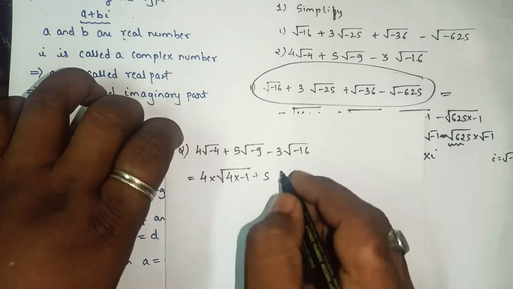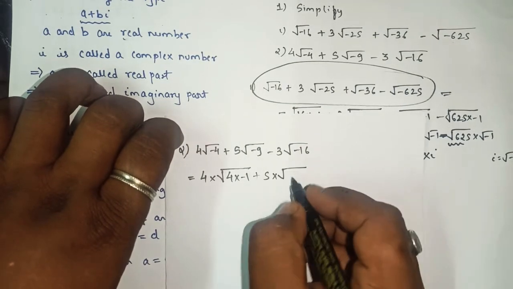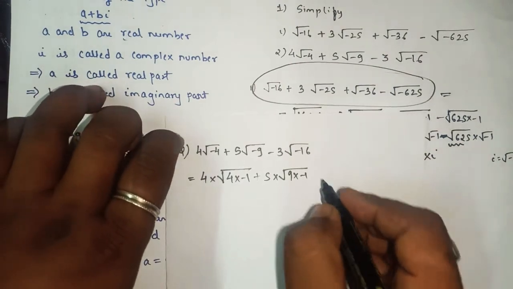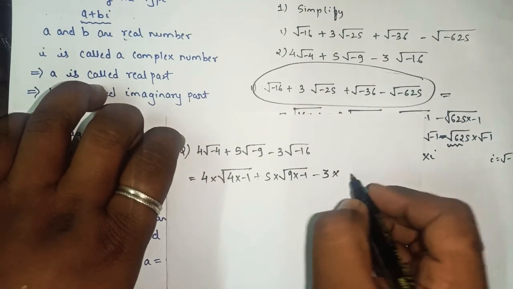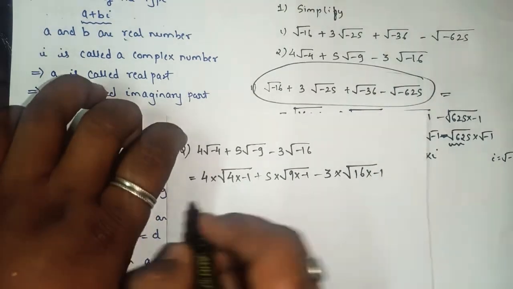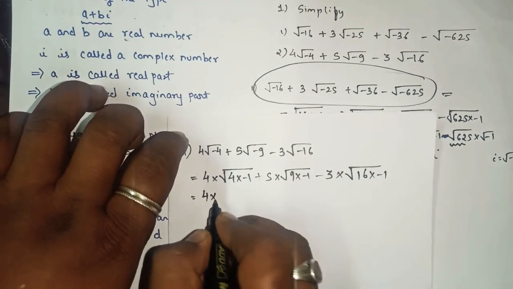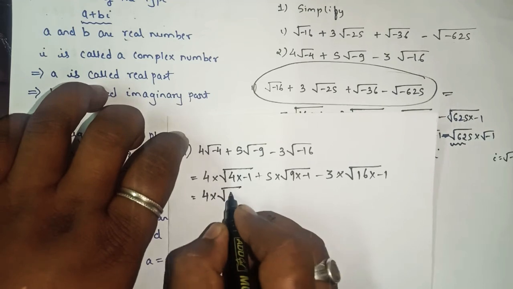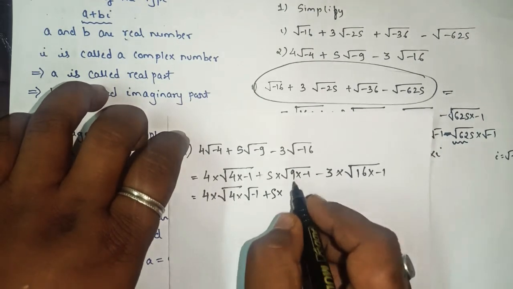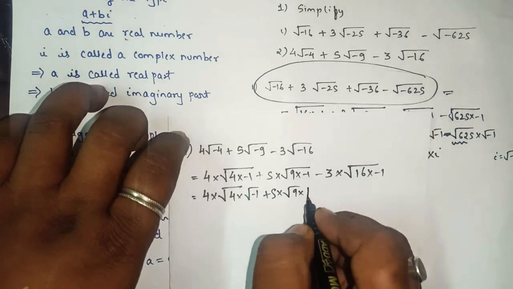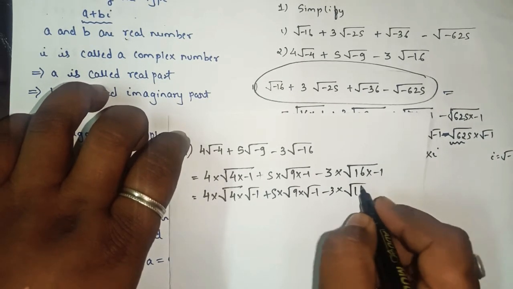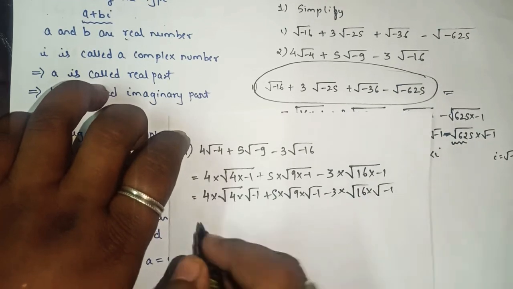Plus 5 into minus 9 we can write as 9 into minus 1. You will get minus 9 only. Minus 3 into this we can write as what? 16 into minus 1. Further, 4 into this we can break as root 4 into root minus 1. 5 into this we can write as root 9 into root minus 1. This we can write as root 16 into root minus 1.